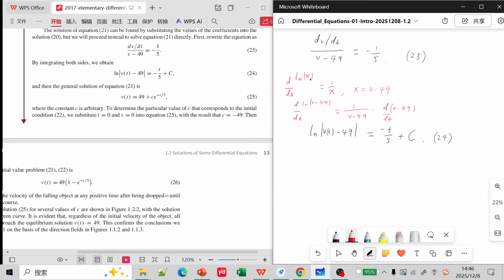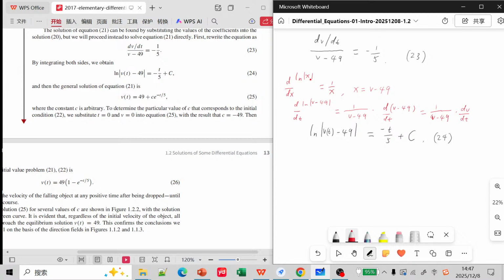And this term, I mean, this term d(v minus 49), the result is dv dt. So you can see this term over dt is equal to this expression, and this expression is exactly this expression.